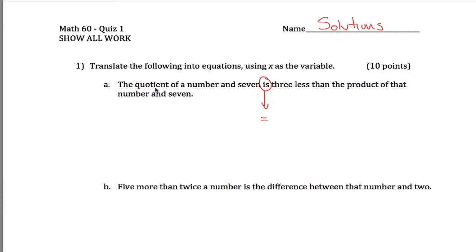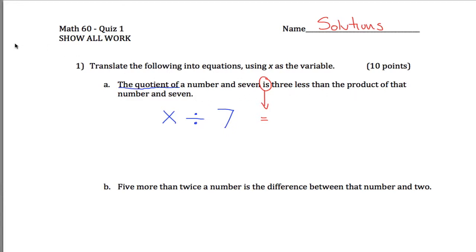On the left here, I got the quotient of a number. The quotient of means something divided by something. So you can either write it as a fraction or with this division sign, however you want to do it. So the quotient of is kind of telling me that the next two things are going to get divided. A number doesn't specify the number. That means it's my variable. So it's going to be this x here and 7. So on the left, I got x divided by 7.